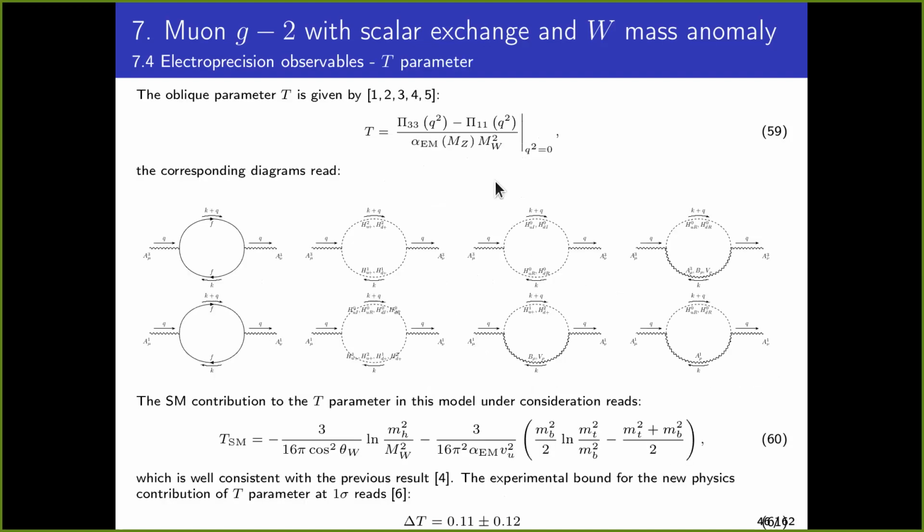So let me start from this T parameter first. The T parameter takes the form of this one, and this phi, the capital phi, is the vacuum polarization amplitude consisting of the initial gauge boson A mu 3 and the final gauge boson A mu 3. So maybe this is defined by the difference between 3 and 1, and I draw all the diagrams.